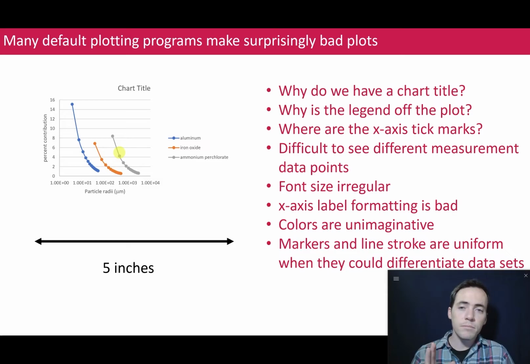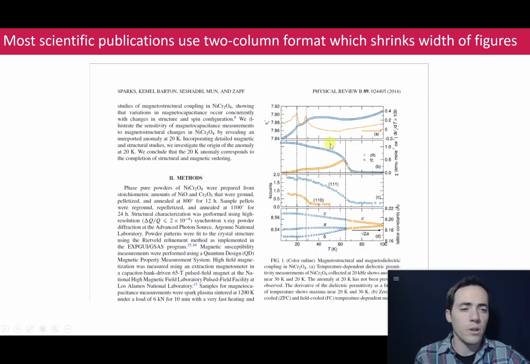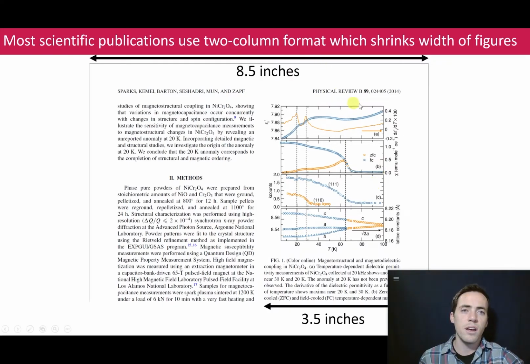Now, as bad as this is, it gets worse, right? Because a publication looks like this. When you take a publication, almost always in scientific literature, we're dealing with two-column format. Two-column format means that you're writing your text and you talk about your figure over here, and about the figure over there, right? And so your figure gets squished. If the full page is 8.5 inches, this area for your figure is no longer 5 inches, it's 3.5 inches. So it got a lot smaller.